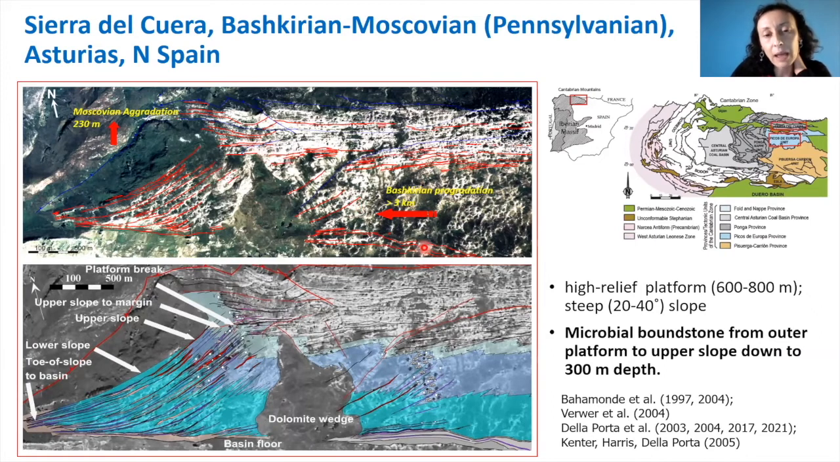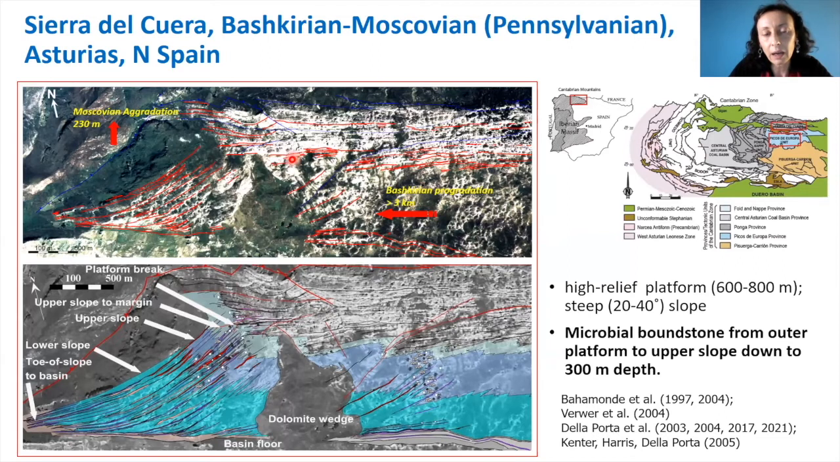This platform developed mostly from the Bashkirian to the Moscovian, and looking at the clinoforms on the slope and the lateral migration of the platform break, of the platform margin, we can see that the platform had a rapid progradation of nearly 3 kilometers during the Bashkirian, and then a Moscovian aggradation.